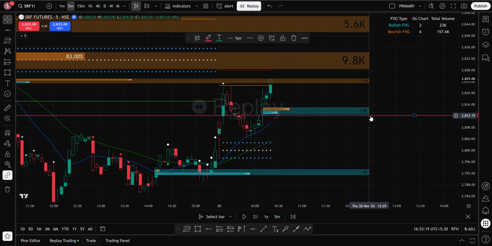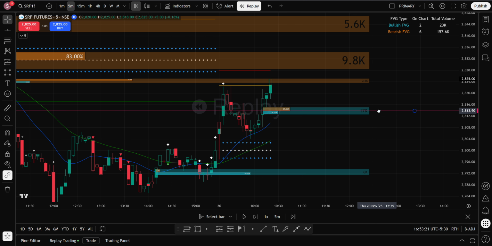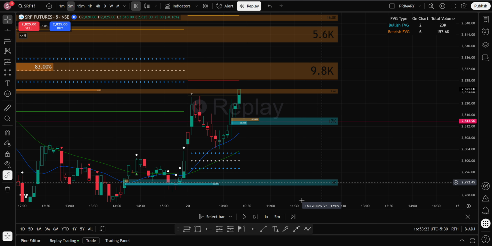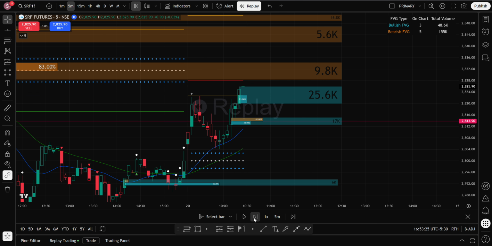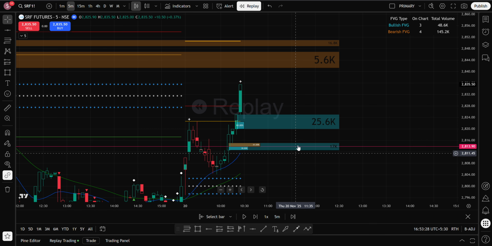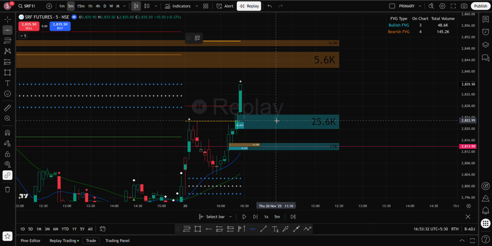See now 6k to 17k. One more time the buying pressure started. So we just mark the center box. Okay, so look for that. See 17k to 25k. So now what you need to do is just mark again one more time.